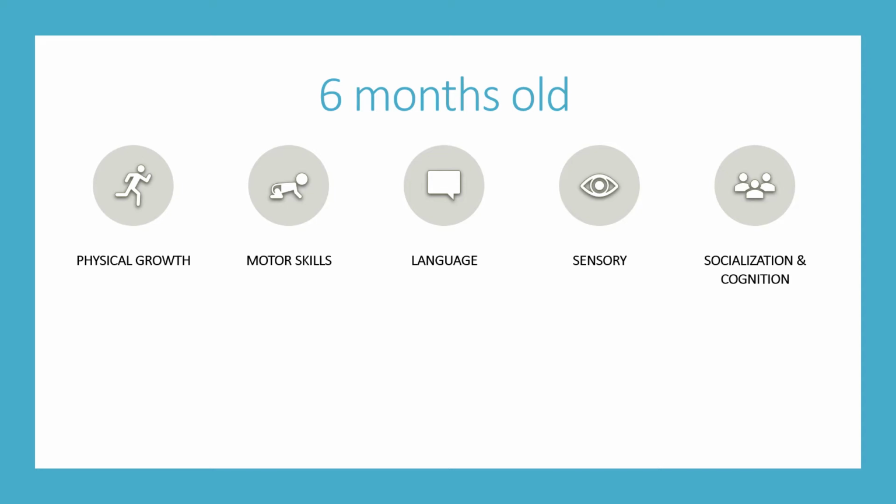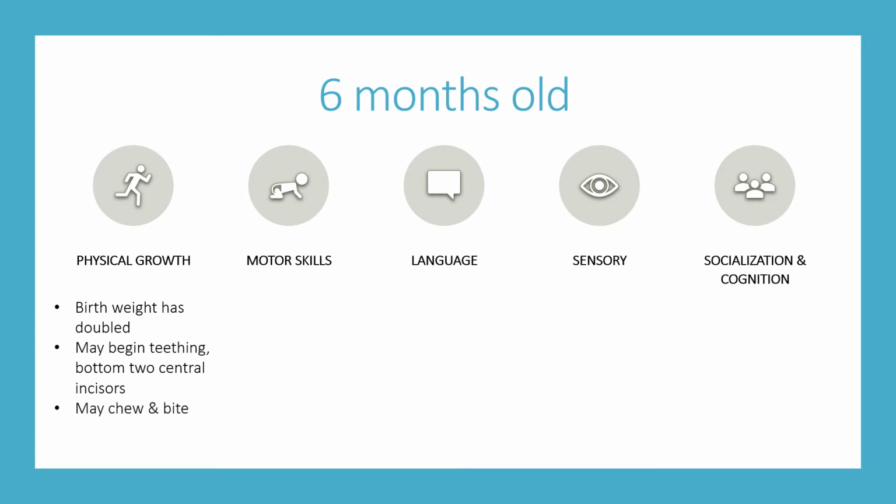At 6 months old, during physical growth, this child's birth weight has doubled. So if the baby weighed 8 pounds at birth, this kid should be roughly 16 pounds at 6 months old. They may begin teething at 6 months old. The first teeth that appear are the bottom front 2 teeth. They may start to chew and bite, which can sometimes be a problem if mom is still breastfeeding. Mom won't like that too much.